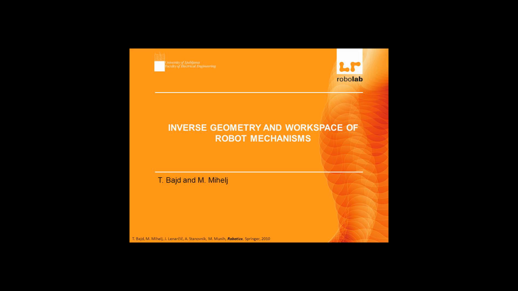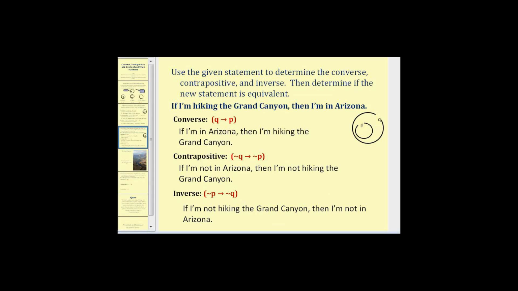Hence, it will be invariant under inversion if and only if c equals 1. But this is the condition of being orthogonal to the unit sphere.